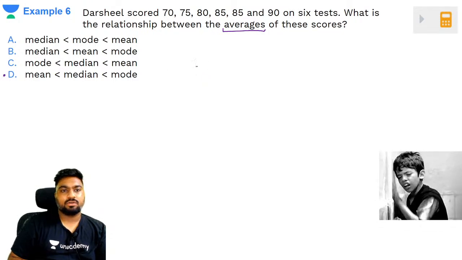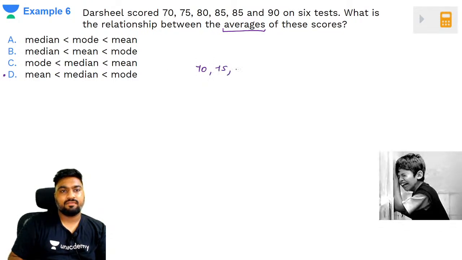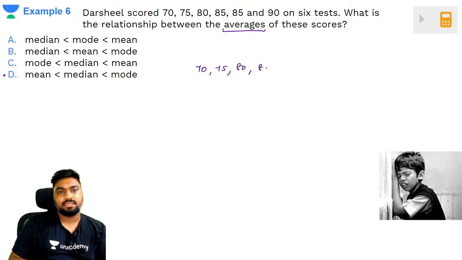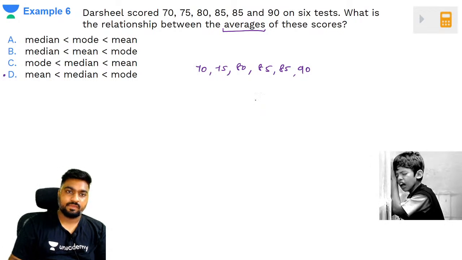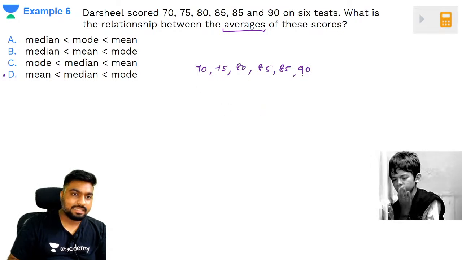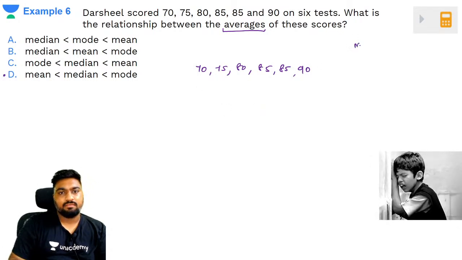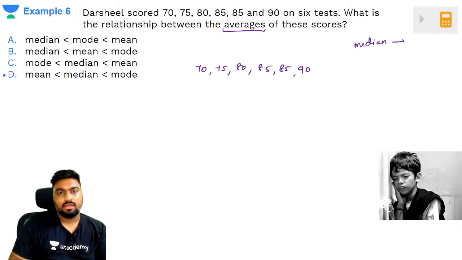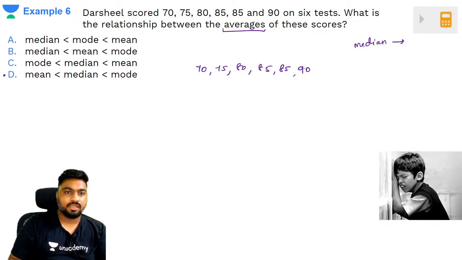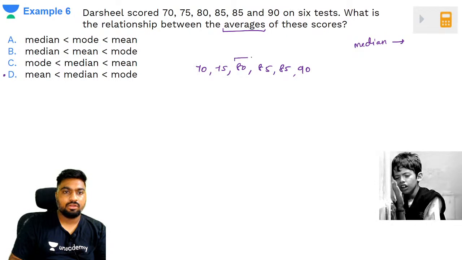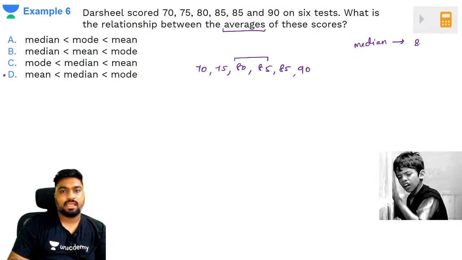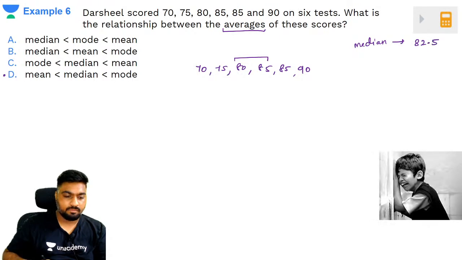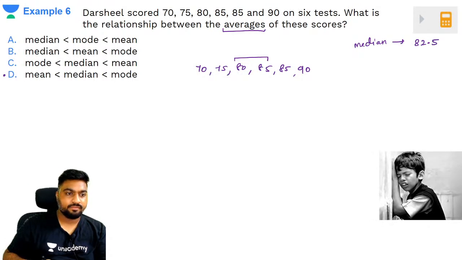So Darshil scored 70, 75, 80, 85, 85 and 90 on a test. Yes, this is arranged in an order. So can we find the median? Median is what? Middle term. Yes, the median is going to be the average of the two middle terms. 80 plus 85 by 2 is how much? 82.5. So median is 82.5.